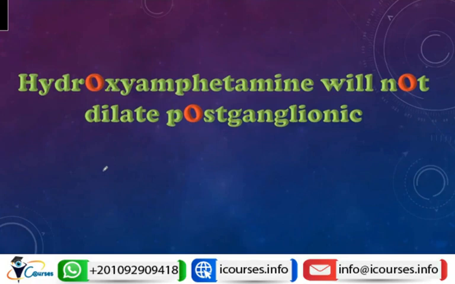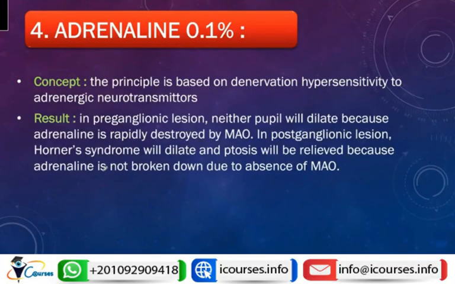So this is one test to differentiate between the preganglionic and postganglionic, using the hydroxyamphetamine. The second test is called the adrenaline test, which is also used to differentiate between the preganglionic and the postganglionic. It is based on the denervation hypersensitivity to adrenergic neurotransmitters, meaning that adrenaline at 0.1% is a weak adrenergic agonist.